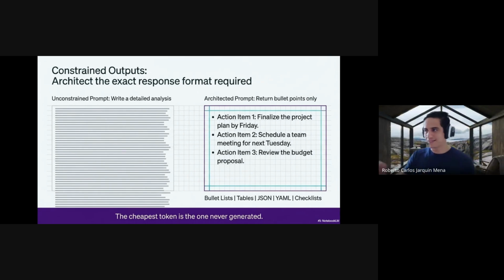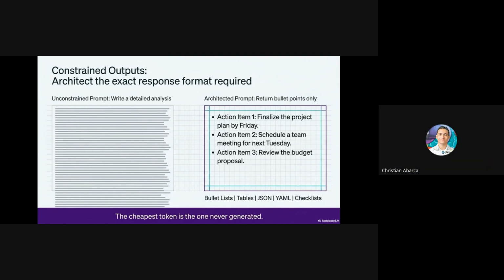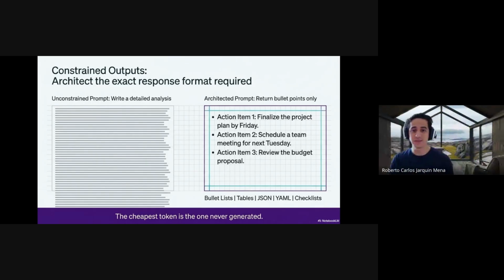So as an example here, we are asking, write a detailed analysis, and we're going to have a lot of information as a response. But if you see, we got the architect prompt, where we are asking, return bullet points only. So why does this matter? Keep in mind the pricing of the tokens, the input and the output. Which one is more expensive? Input or output? Do you remember that? Output. Exactly.